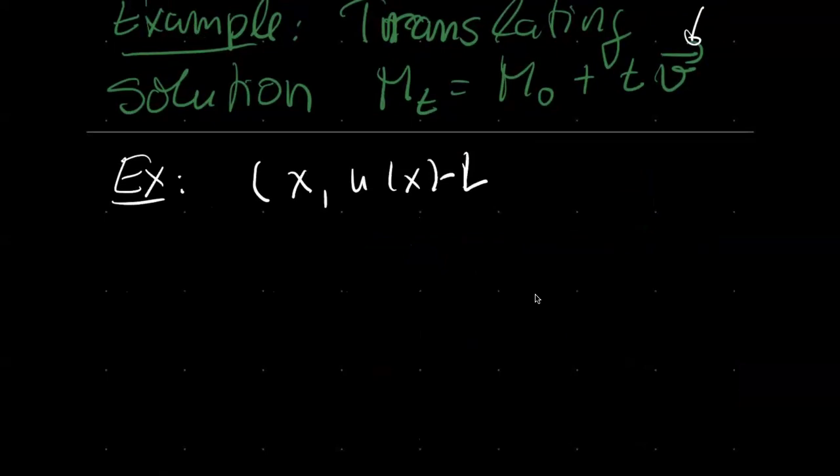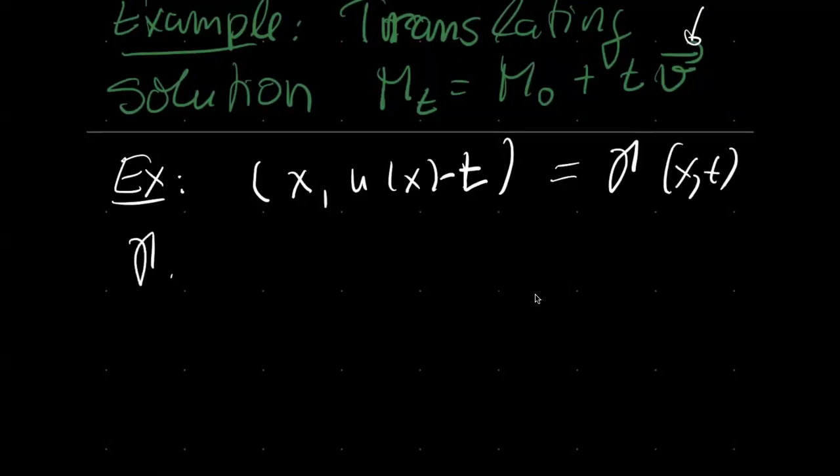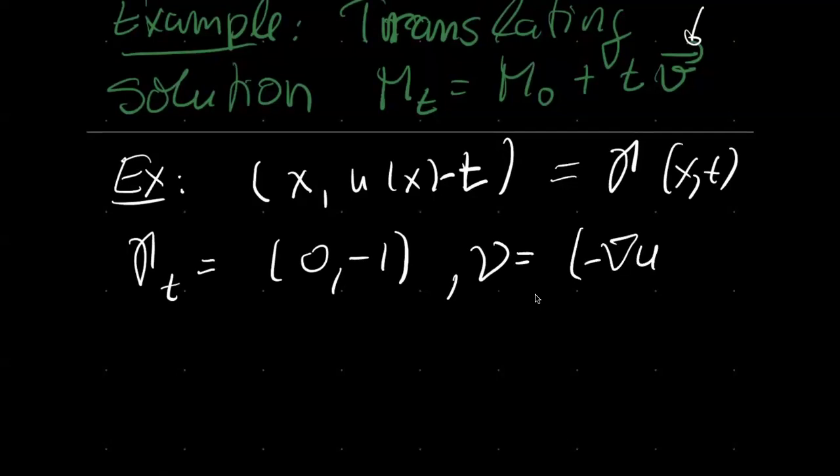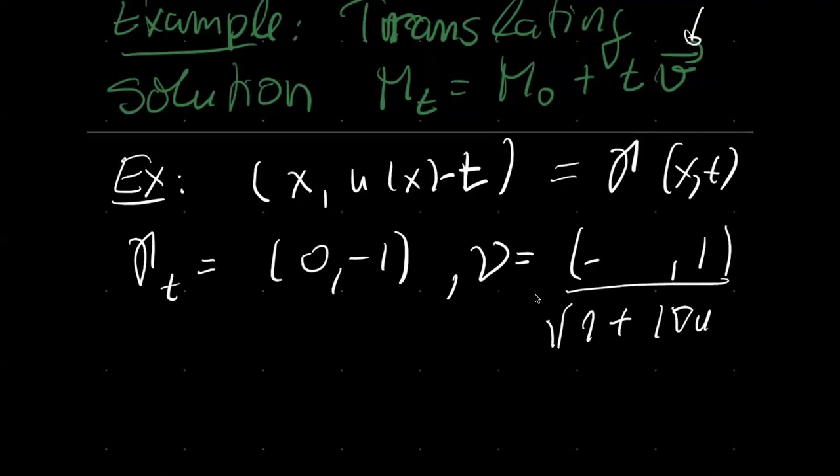I'm going to write it like this. I'm going to let it move down. You can do it when it moves up as well. Because it's one-dimensional, I'm going to call it gamma of x, t. Gamma of t is just 0, minus 1. The normal vector in this case is going to be minus gradient u, 1, divided by the norm of that. And I'm being too generous here, because this is just one dimension, so this is just one derivative, the only derivative that I can take.